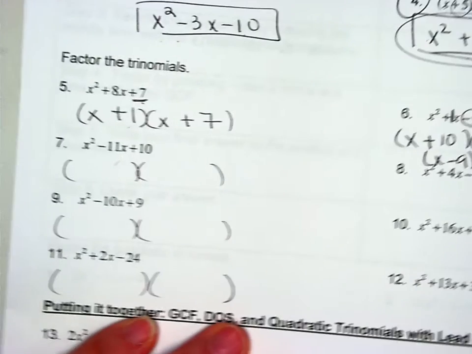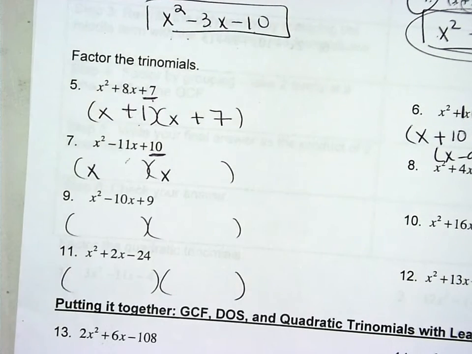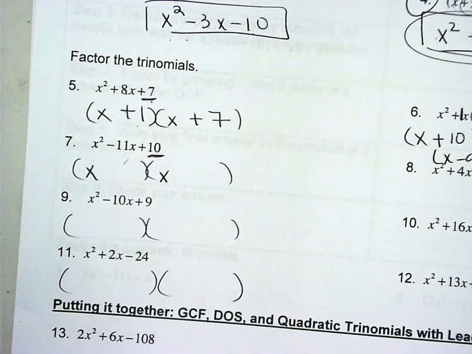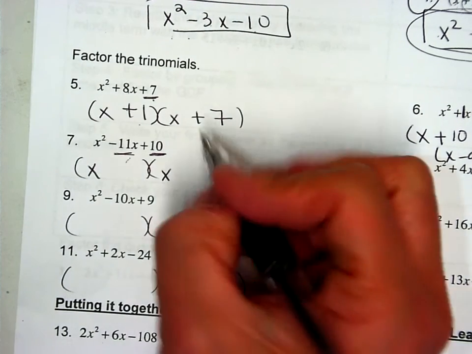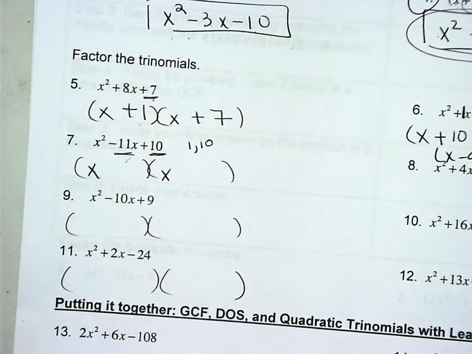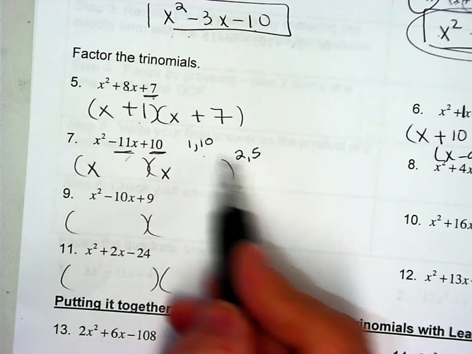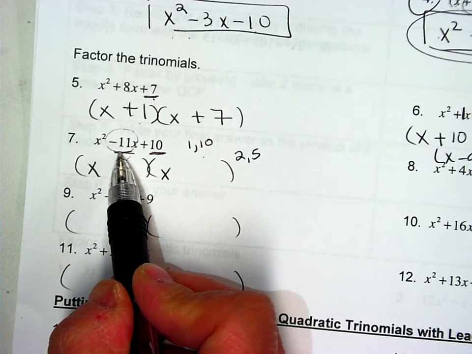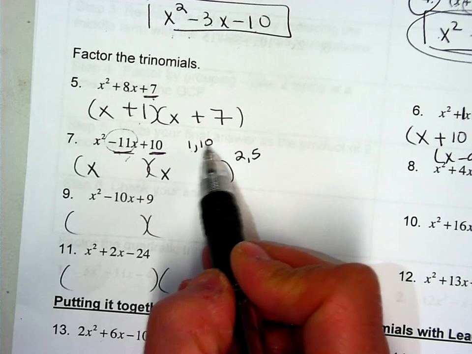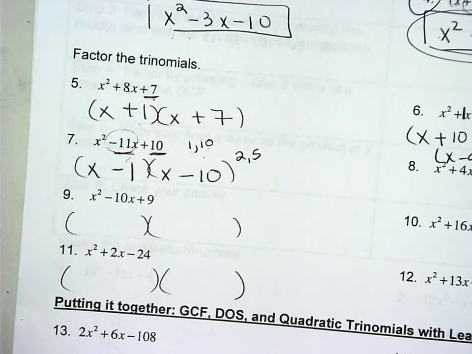Okay, the next one. Again, start with x and x. I need 2 numbers that multiply to 10, but add up to negative 11. So one thing you can do is list the pairs of numbers that multiply to 10, 1 and 10 or 2 and 5. But somehow you have to make that combination of numbers add up to negative 11. So the only way I can do that is if I use these 2 numbers and make them both negative. So the numbers are negative 1 and negative 10.